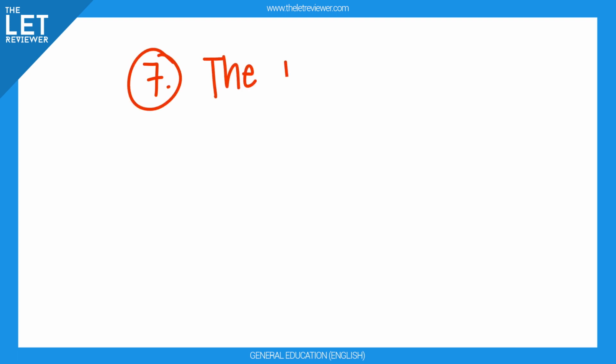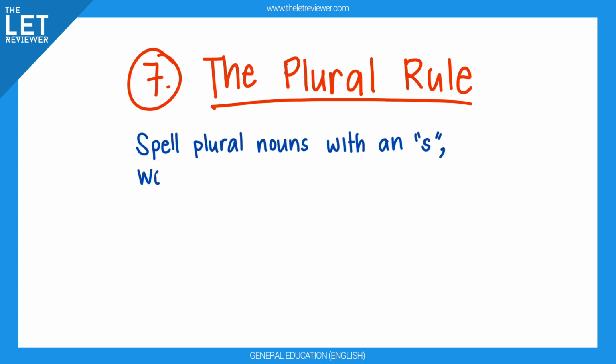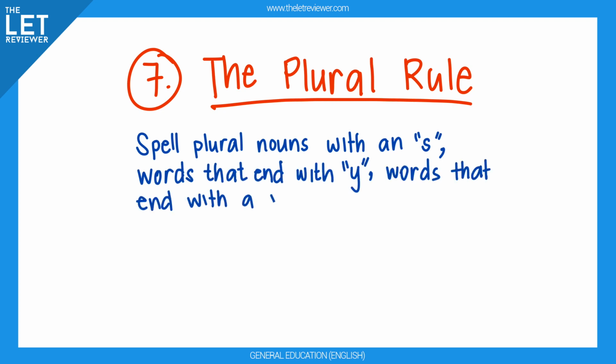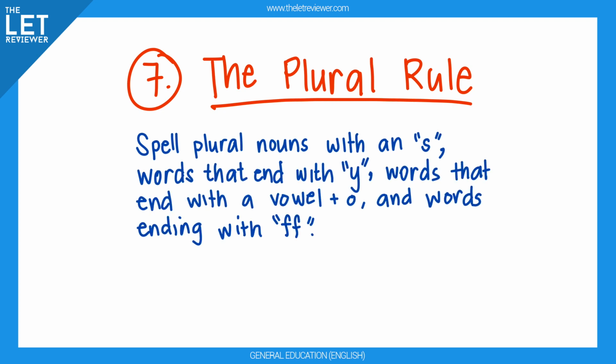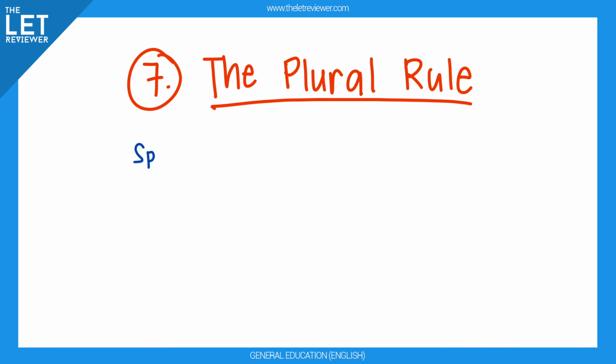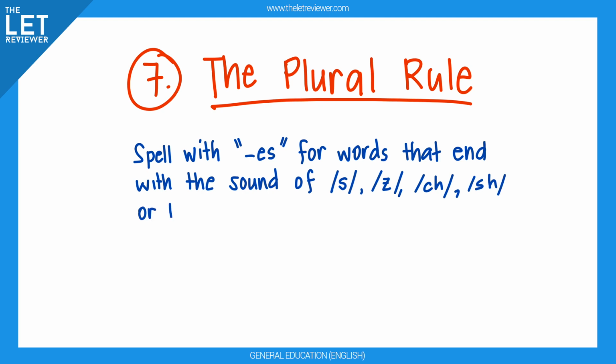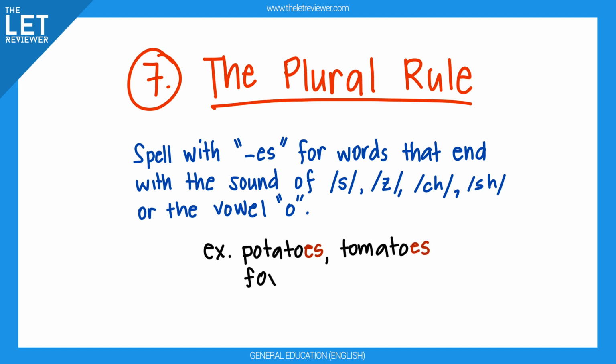And lastly, we have the plurals. Generally, we add an S to words to form plurals, for words that end in Y and vowels followed by O. We also add S for words that end with a double F. But we can also add ES if the words end with the vowel O or the sound of S, Z, Ch, and Sh, as with potatoes, tomatoes, foxes, and boxes.